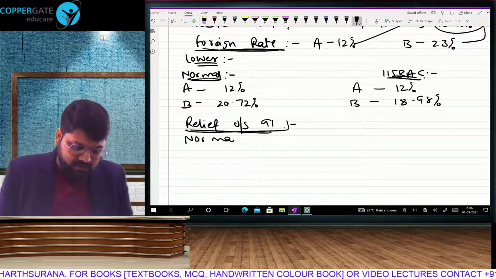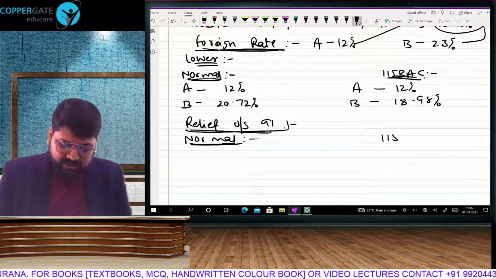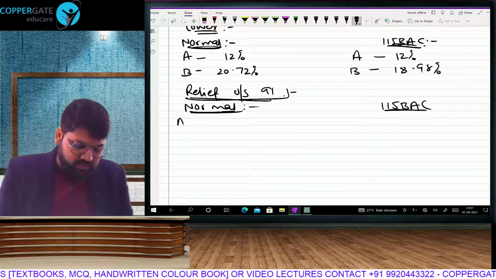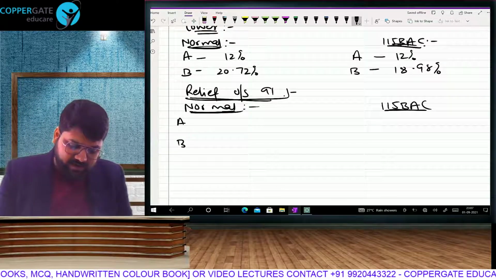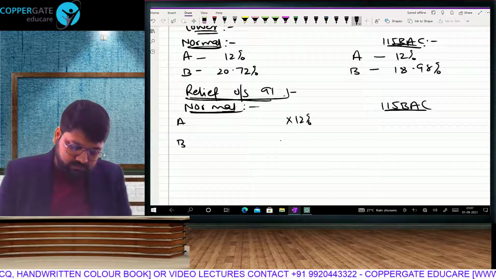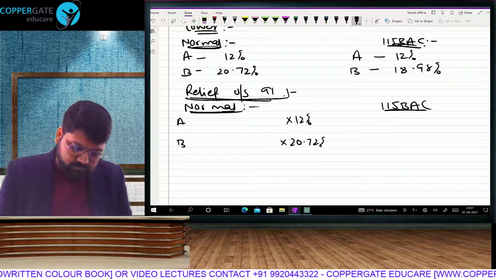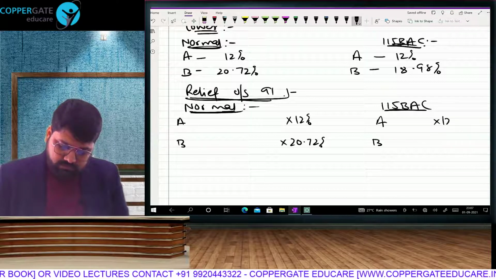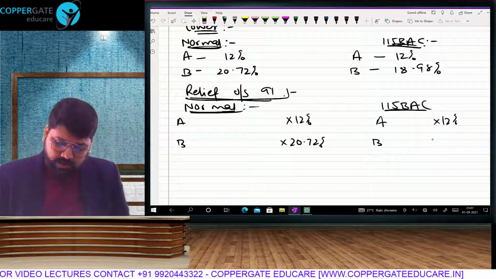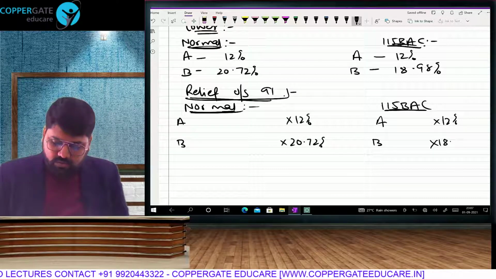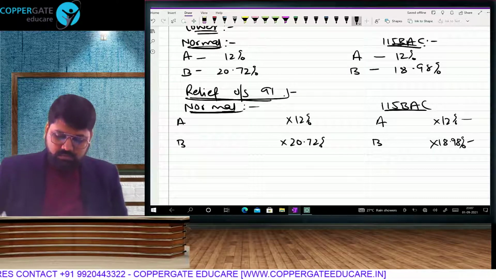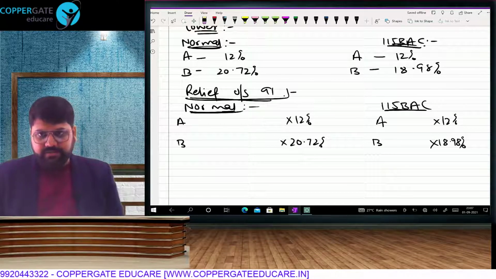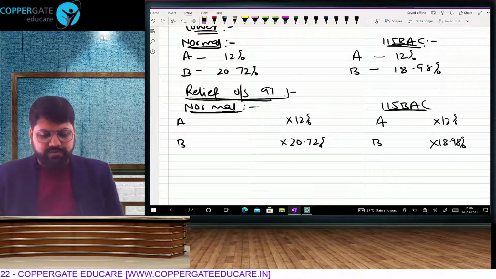We will have to do it in normal and relief as per 115BAC. Both regimes have to be done till the end. In that also, the rates we have already identified. Are you understanding what is happening? Tell me in yes or no. Yes. Now we have to decide the incomes which are eligible for this benefit and conclude the question.